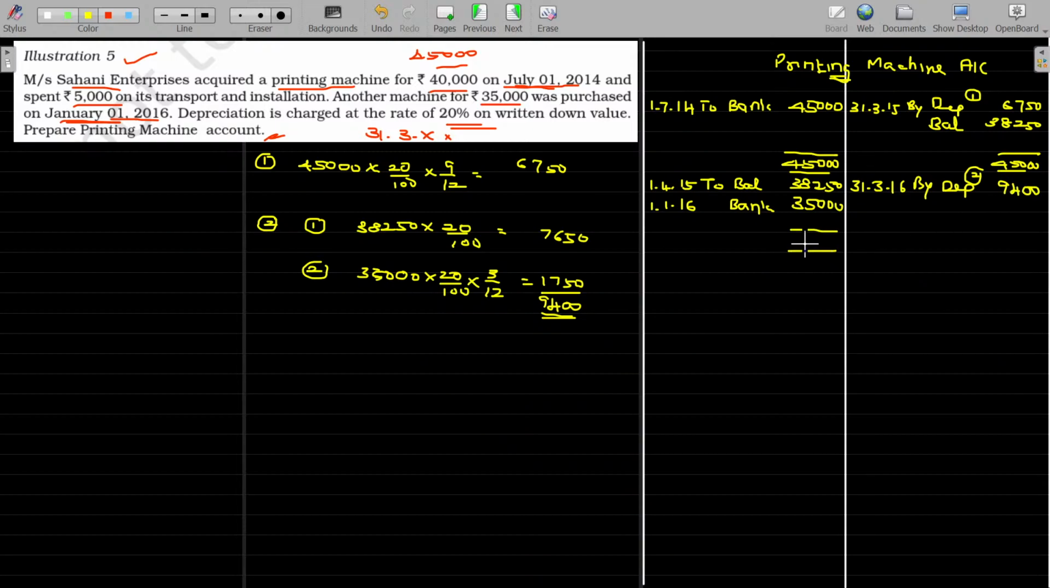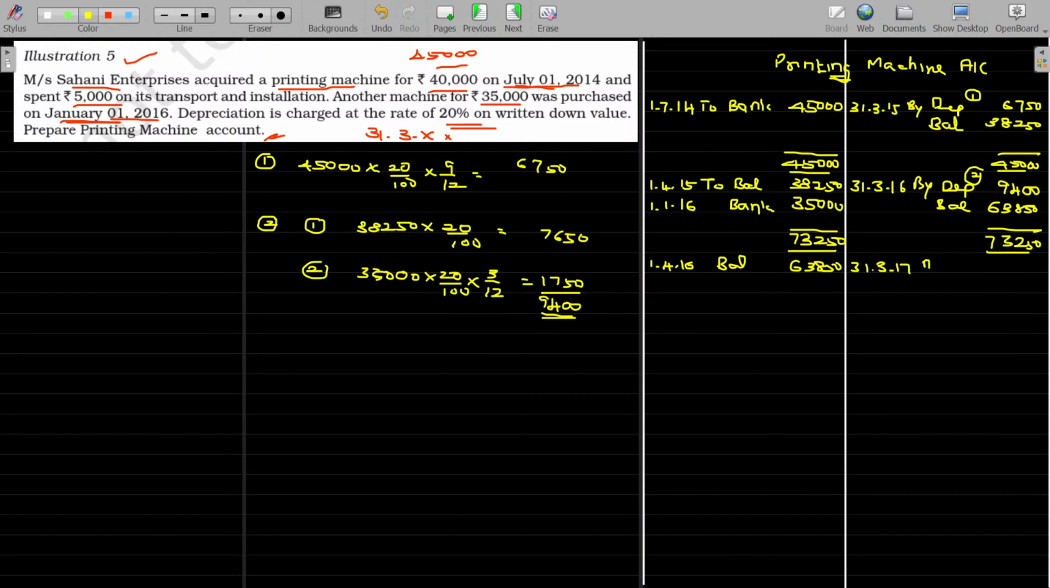Now closing, tallying this. 73,250. 73,250. Balance carried on 63,850. And here balance brought down 1,416. 63,850.